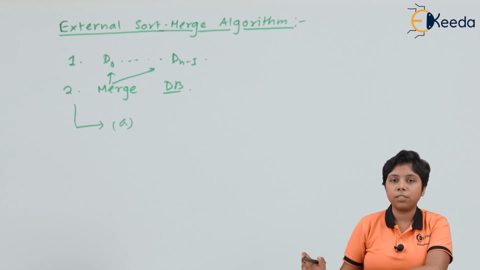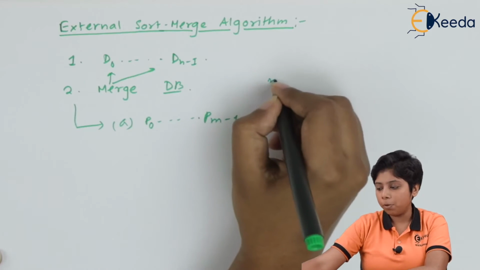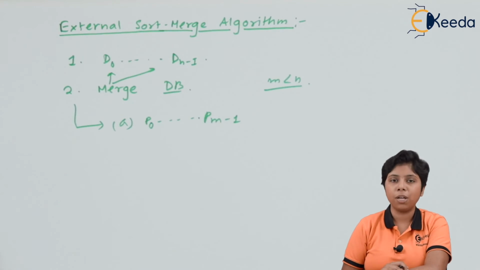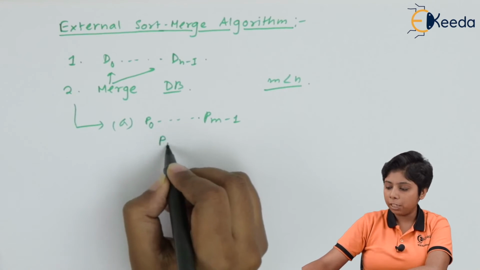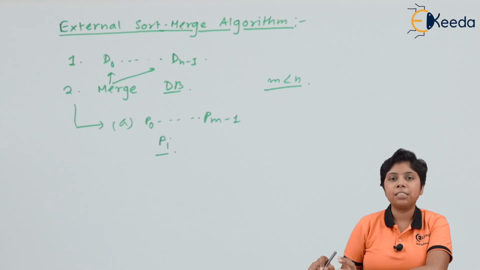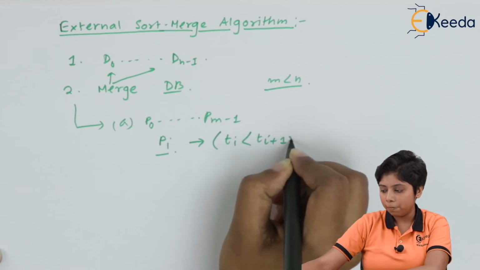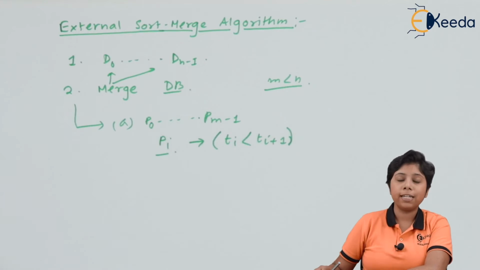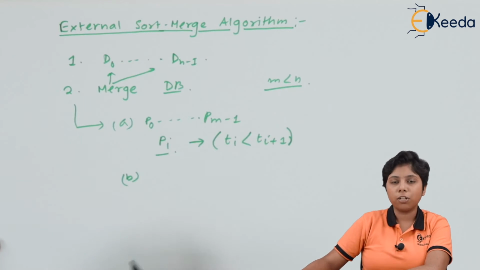First we need to find the processors p0 to pm minus 1, where we had the previous condition m is less than or equal to n. Now with these p0 to pm minus 1, we need to find pi in such a way that for all pi, the tuple ti is less than the tuple ti plus 1. That means inside it we find the relation ti is less than ti plus 1. So it is like sorting the internal data. After that, pi merges all the data into a single sorted run.